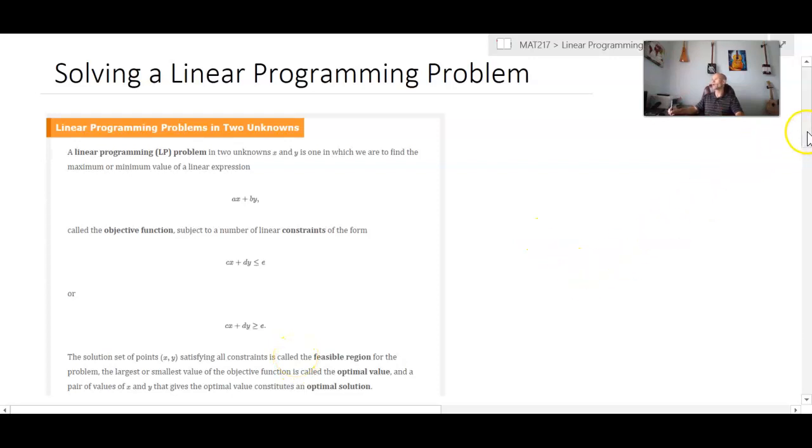So we'll see this below. When we graph all these constraints and we see the region that they share in common, we've developed the feasible region. And the largest or smallest value of the objective function is called the optimal value, and a pair of x and y that give the optimal value constitutes an optimal solution.